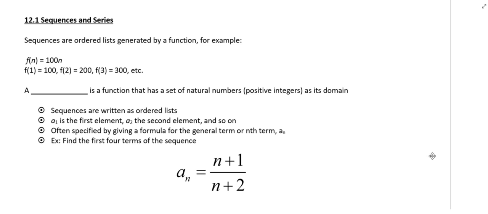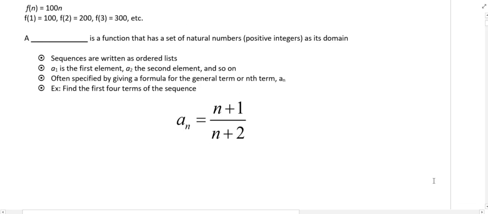Okay, in chapter 12, we are looking at sequences and series. Sequences are going to be ordered lists generated by a function. For example, the function f of n equals 100n. I would plug numbers in for n, so f of 1 would be 100, f of 2 would be 200, etc. A sequence is a function that has a set of natural numbers as its domain.